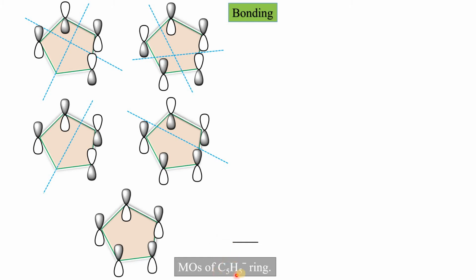So C5H5 minus, cyclopentadienyl ion. In the neutral form, cyclopentadiene is a 5 electron donor. When it is in anionic form, that is cyclopentadienyl anion, when it is aromatic, it is a 6 electron donor. So we have to fill the 6 electrons in increasing order of energy. 2 electrons are here. There are 2 orbitals, so we can occupy a maximum of 4 electrons. The 4 electrons are there, and these 2 orbitals remain empty.